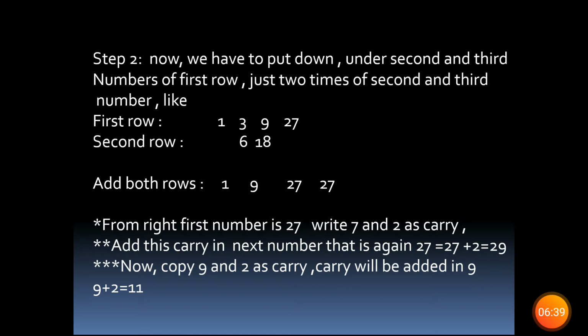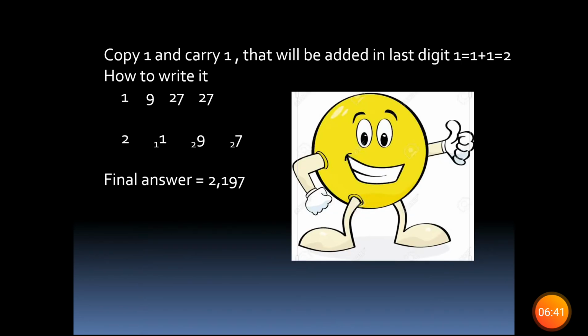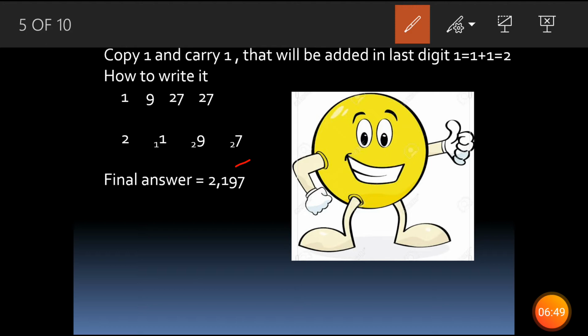So it's very easy. Now you can see it here, 1, 9, 27, 27, and here 27, 2 as carry. You can notice it here. And then again this 2 will be added here, so it will give you 29. 9 will be copied here and 2 is used as subscript, that is carry. And then again 2 will be added to this 9, that is 11. 1 is copied here and 1 is taken as subscript, that is carry. That one will be added to the last one and that will give you 2197. So it is easy to calculate once you learn the method.